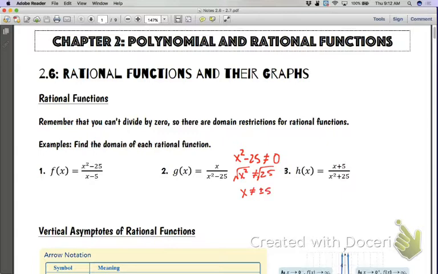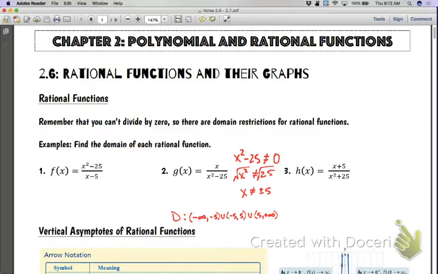So then for my domain, again, it always starts at negative infinity. Where's it going to go to? From negative infinity to where? Negative 5. Then from negative 5 to positive 5, and then from 5 to positive infinity.